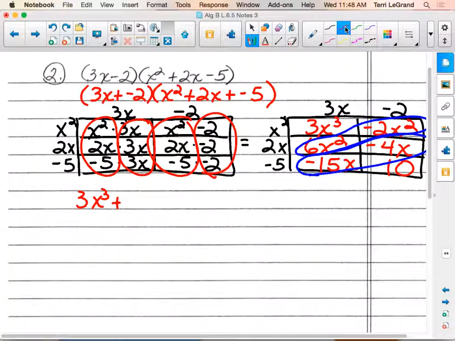And then when I'm writing my addition problem, I can just put them in that order. Now I would next say I'm going to add the 6x squared plus the negative 2x squared. And then I'll take that negative 15x, it'll be next, plus my negative 4x. And then I've got to remember that I have that 10 down in the corner by itself. So they're all kind of arranged already. They're kind of grouped in the rectangle that way.